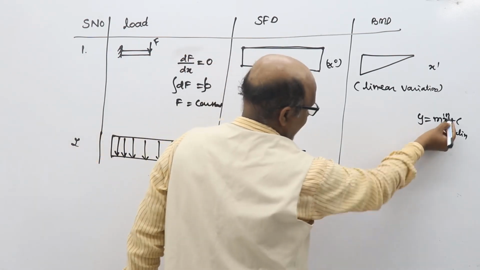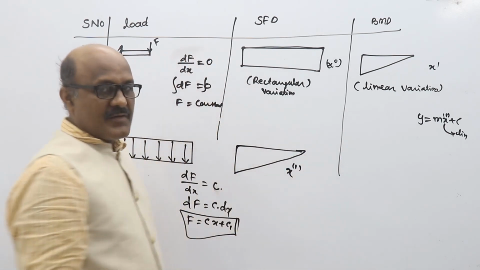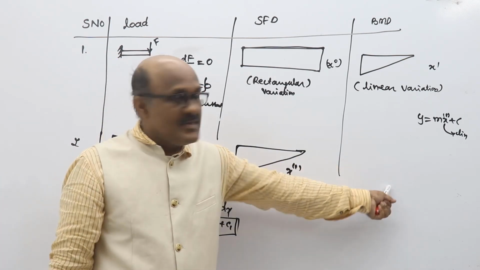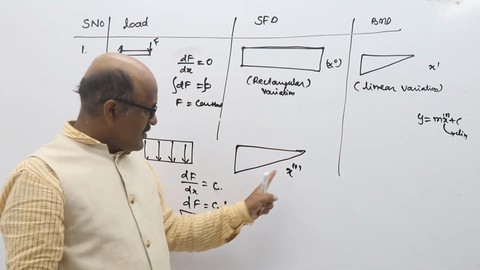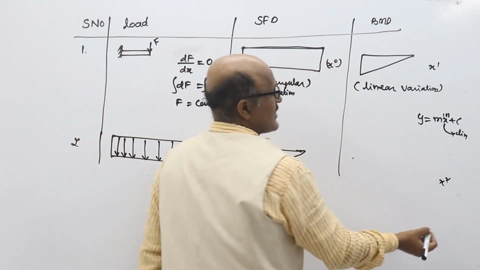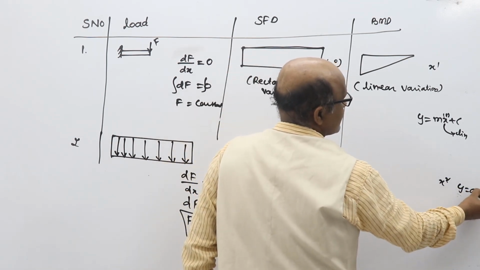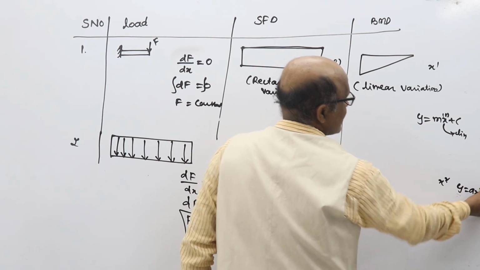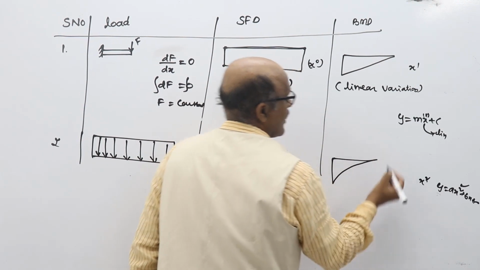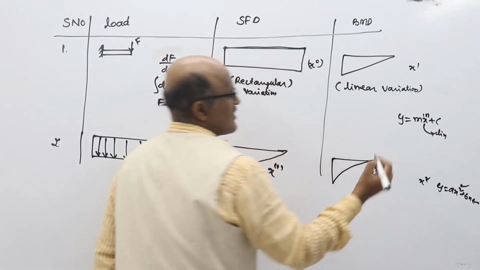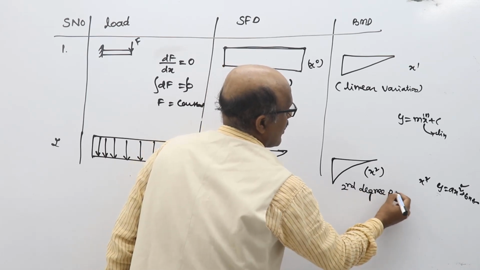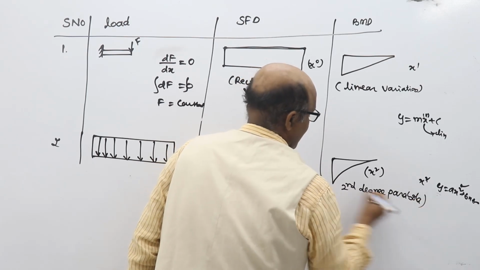For linear, what is the power? x power 1. What is the bending moment diagram? One degree more than the shear force diagram, so that is x power 2. x power 2 is nothing but y equals ax square plus bx plus c. This is a second degree parabola. This is x power 2 variation, a second degree parabola, my dear students.